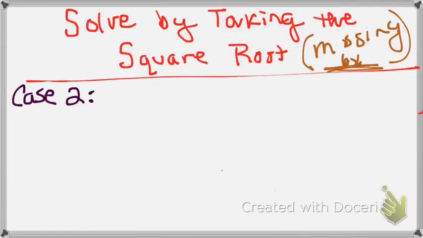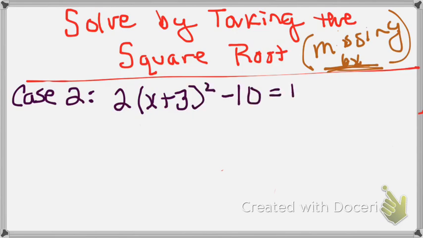All right, case 2 for solving by taking the square root. Case 2 involves this type of equation: 2 parentheses x plus 3 squared minus 10 equals 190. What do we notice? Well, hopefully right off the bat for case 2, you should recognize that all of a sudden now I have x plus 3 inside those parentheses with the squared out top.